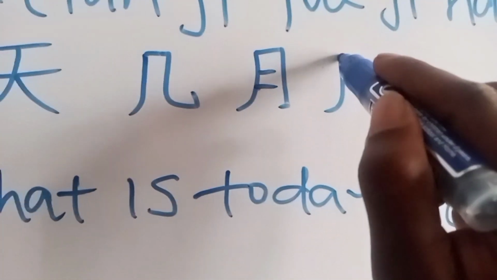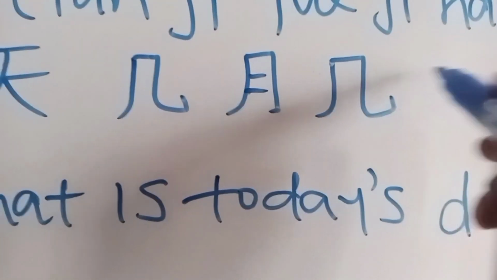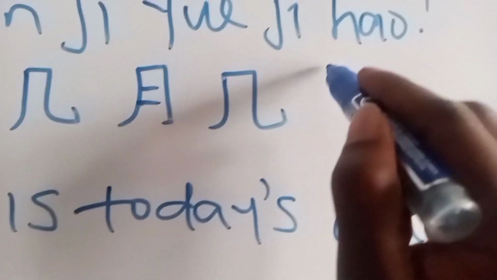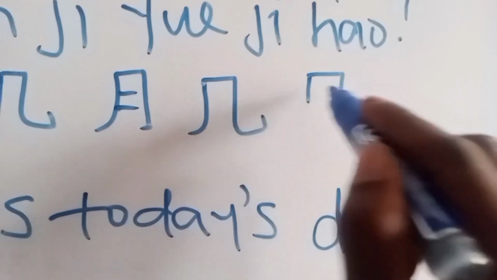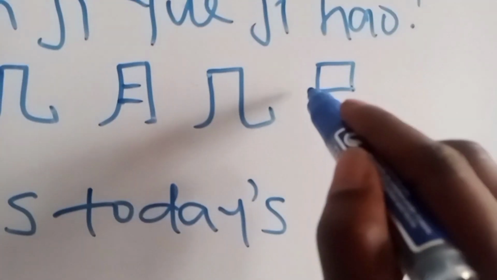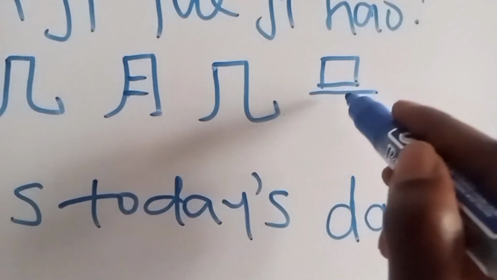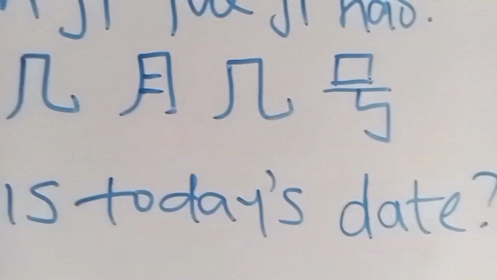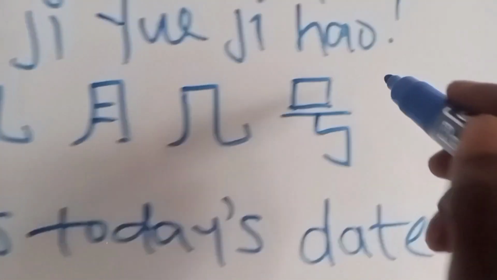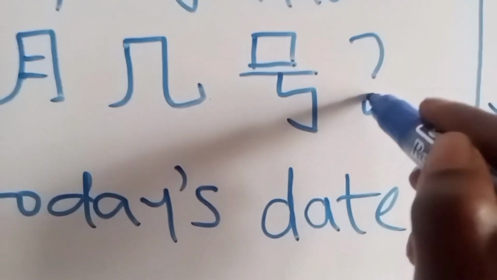Ji again. Ji. How. See how to write how. You do like this. And this is how. Ji yue ji how. Our question mark.